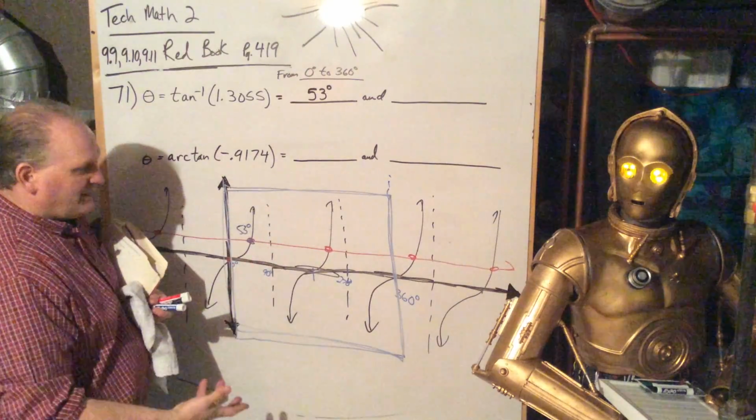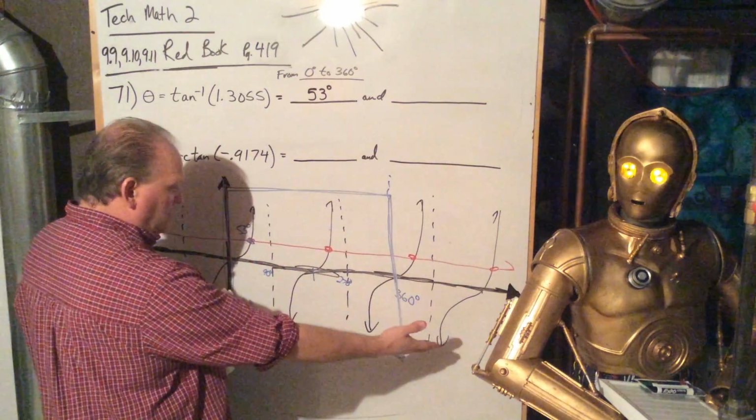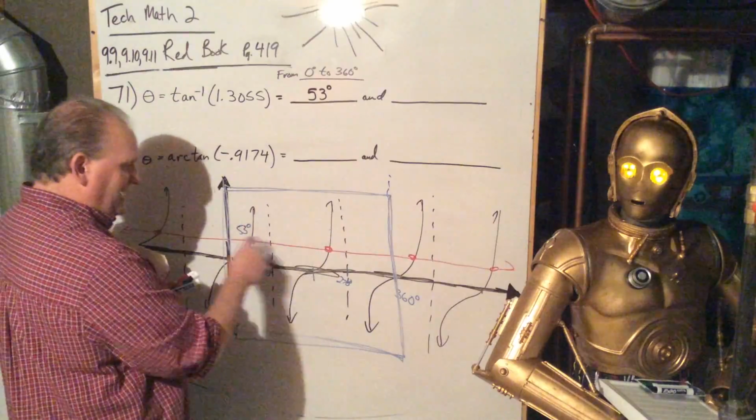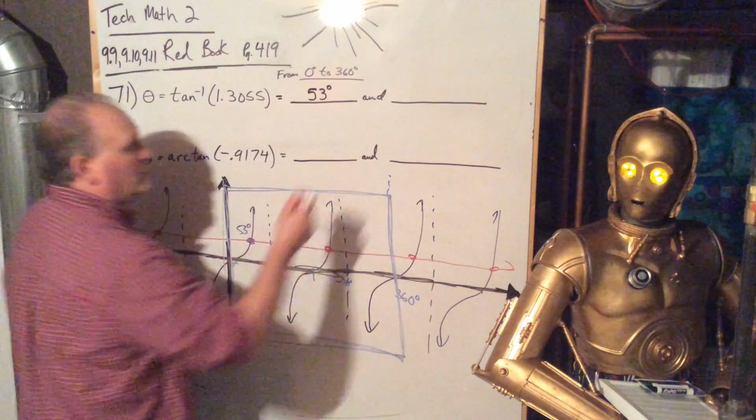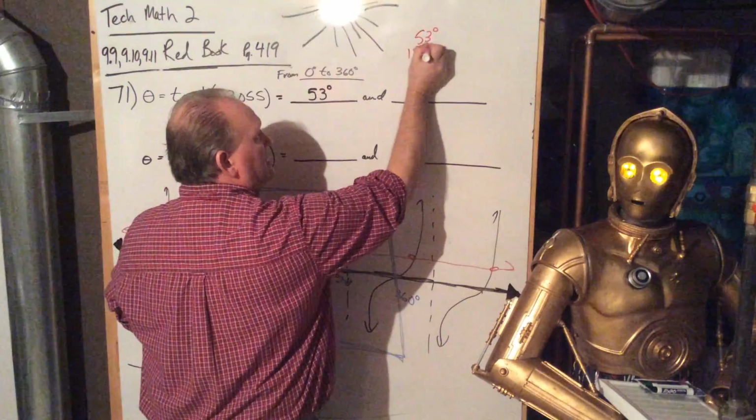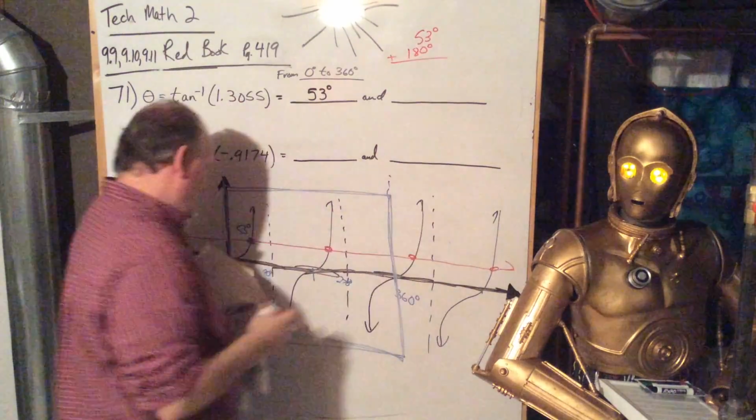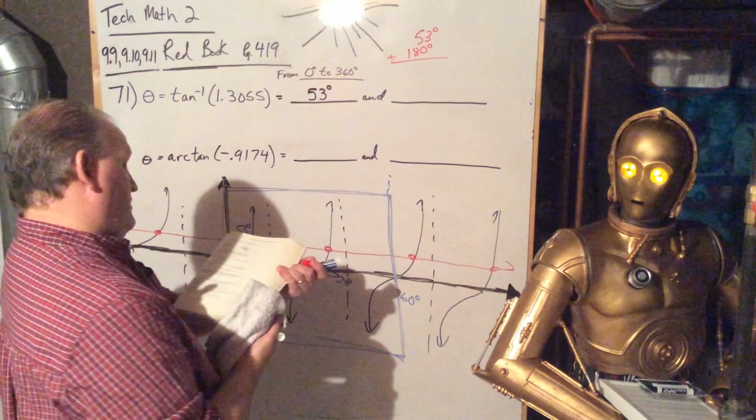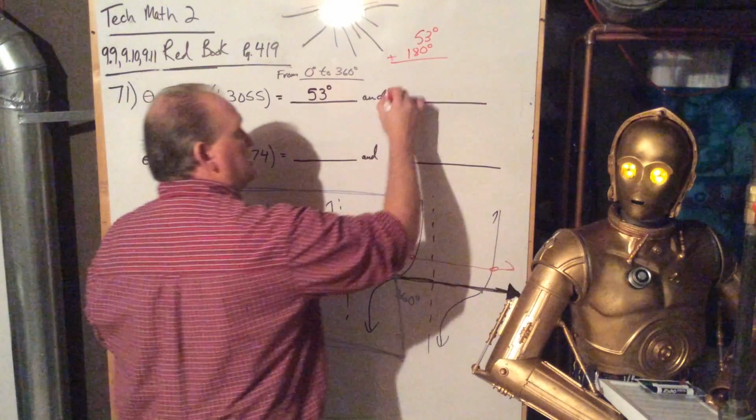Well, there's a couple of ways to find that. When you've got the picture laid out here and you know it's cyclic every 180 degrees, what we could do is just say 53 degrees plus 180. And that gives us our other answer, the 233 degrees.